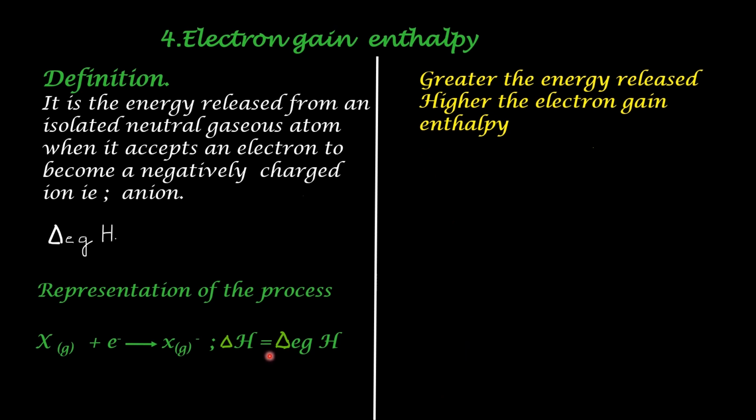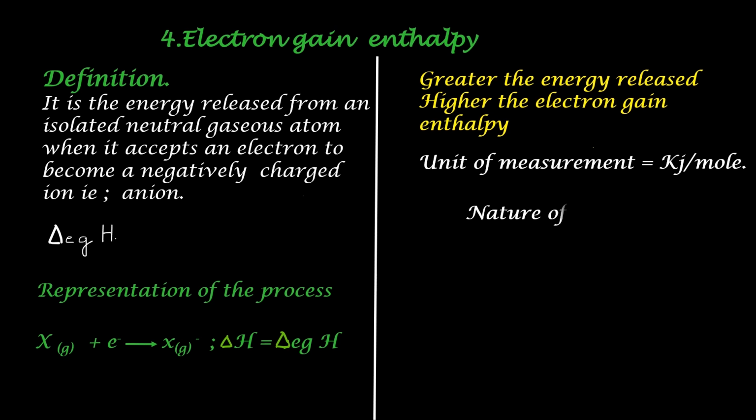Generally, when the first electron is added to the atom and it becomes the anion, energy is released. Therefore, a negative sign precedes this value. That is, it is written as negative delta EGH. The unit of electron gain enthalpy is the same as that of ionization enthalpy, that is kilojoules per mole. Nature of the process: it can be either exothermic or endothermic.